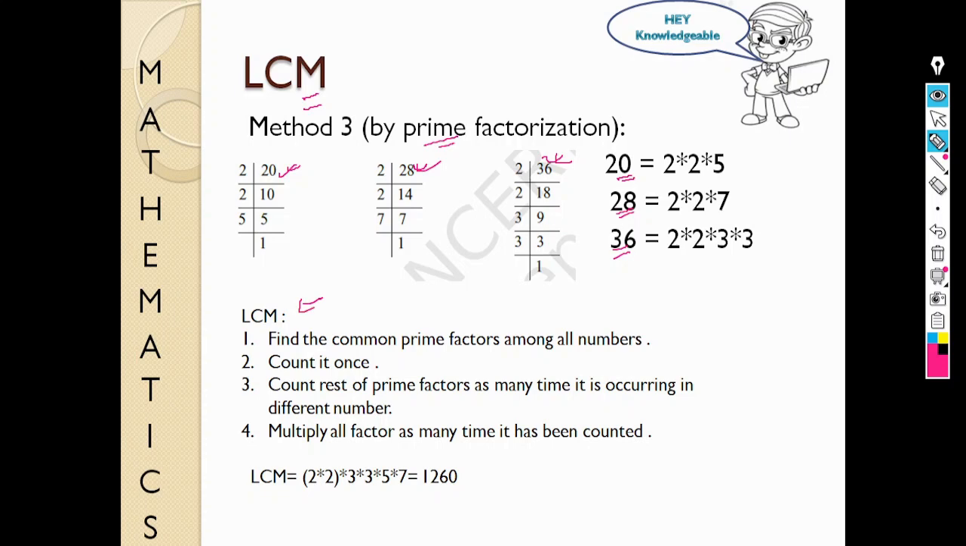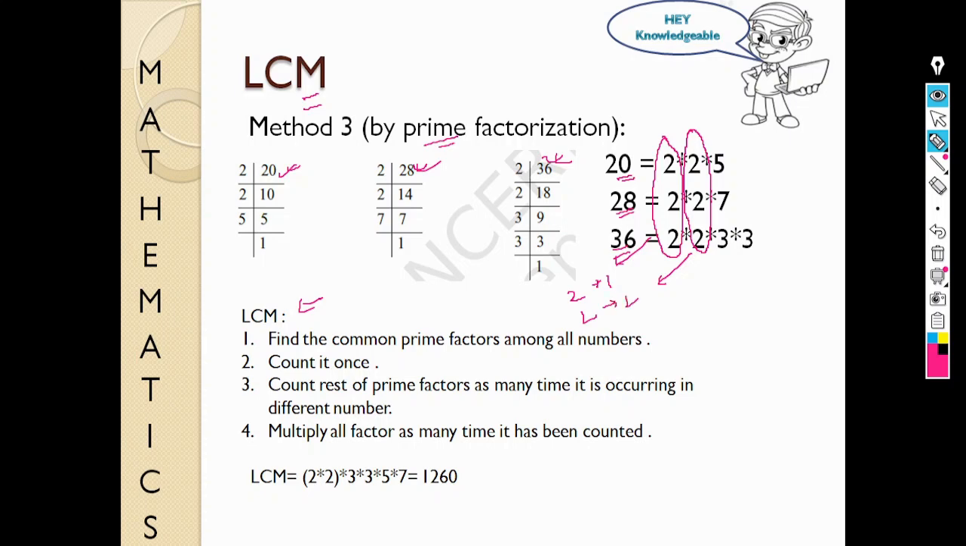So find the common prime factors among all numbers. If you see, 2 is a common factor among all numbers. So this is 1. And another 2 is also common among all the numbers. So if it is common among all the numbers, we'll take the first 2 as one, and the second 2 as another one.